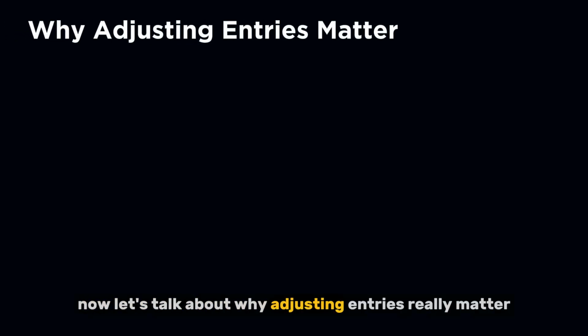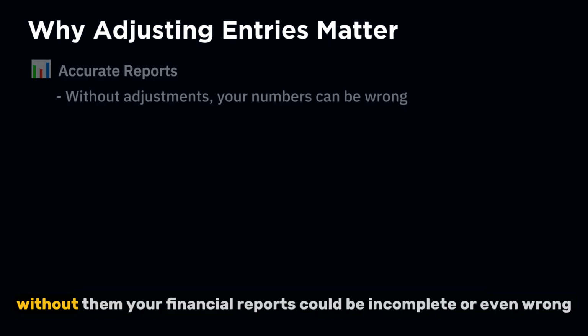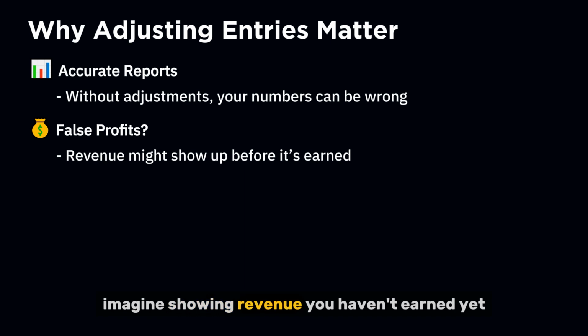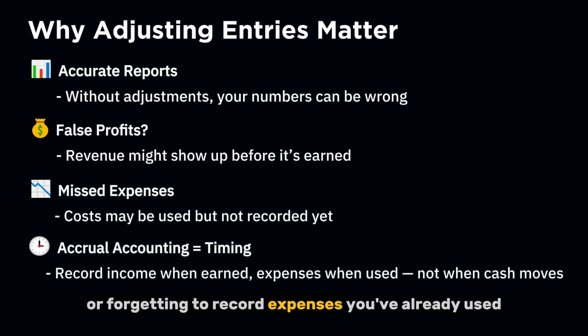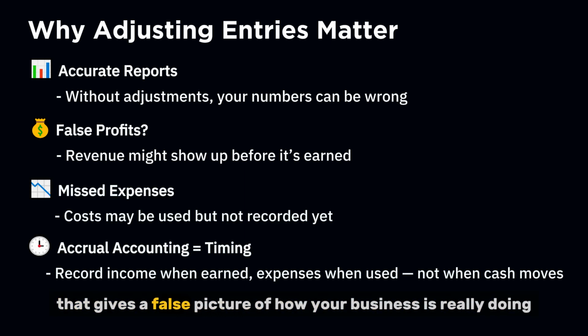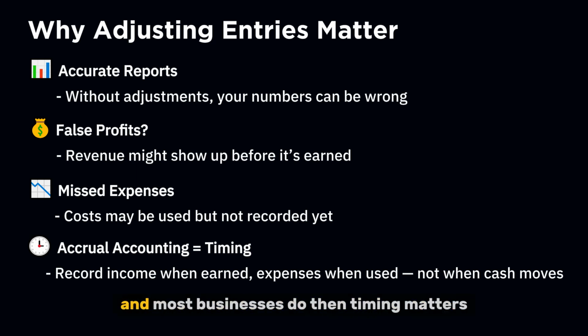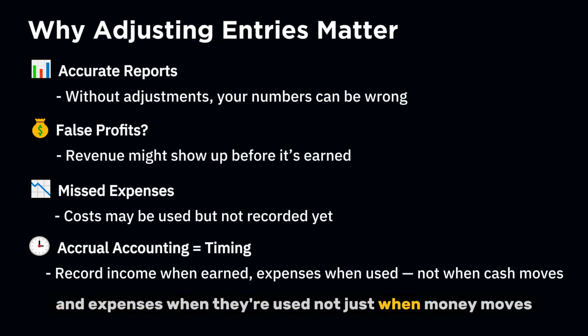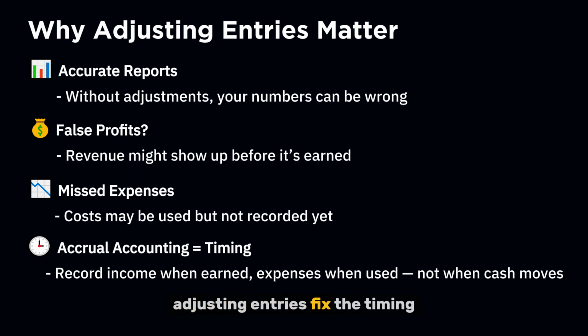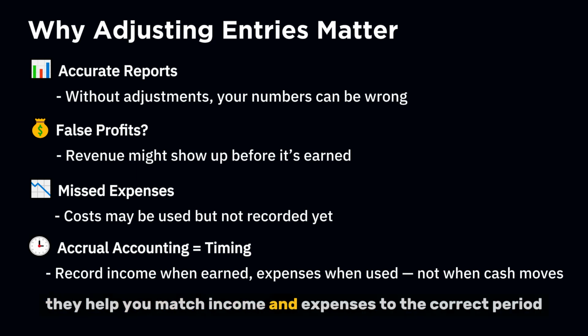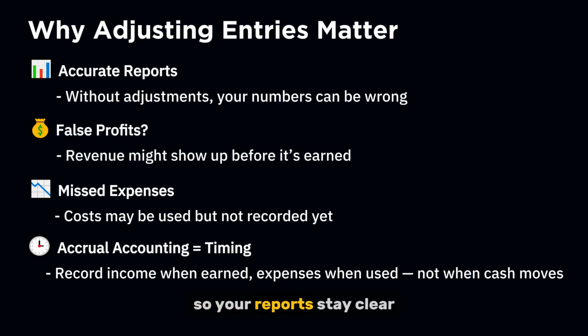Now let's talk about why adjusting entries really matter. Without them, your financial reports could be incomplete or even wrong. Imagine showing revenue you haven't earned yet, or forgetting to record expenses you've already used. That gives a false picture of how your business is really doing. If you're using accrual basis accounting, and most businesses do, then timing matters. You have to record income when it's earned and expenses when they're used, not just when money moves. Adjusting entries fix the timing. They help you match income and expenses to the correct period, so your reports stay clear, honest, and useful.